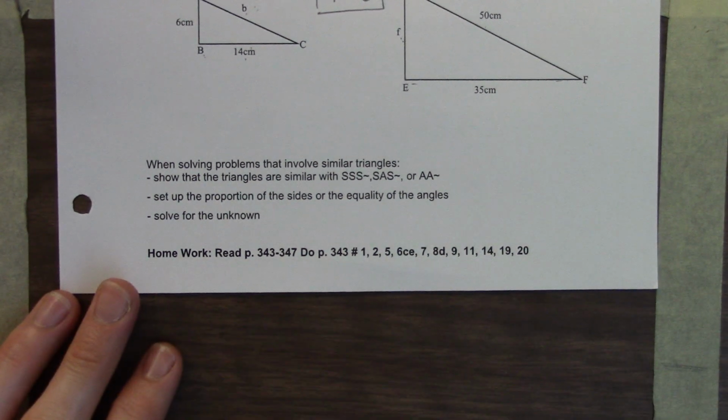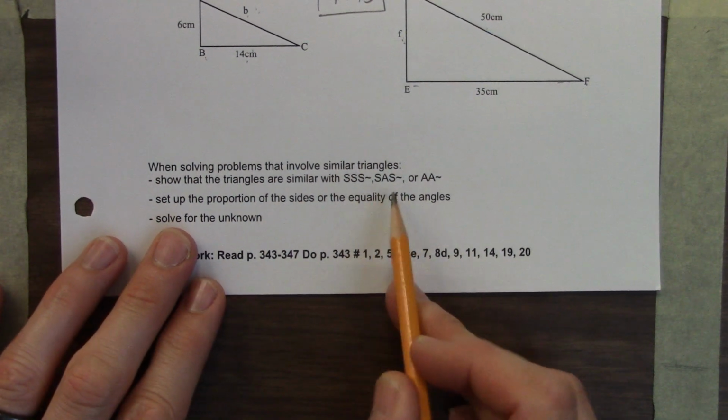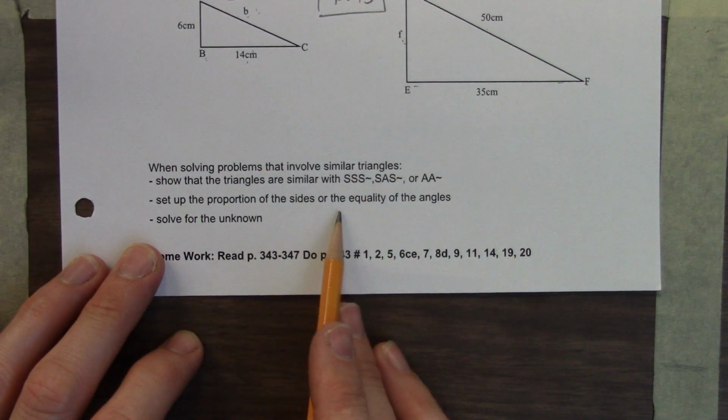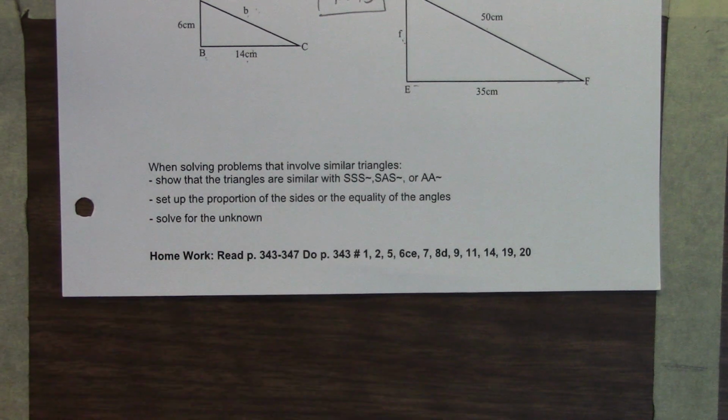So when solving problems that involve similar triangles, first thing is to show that the triangles are similar with the three methods we talked about yesterday. Side, side, side, side, angle, or angle, angle. You'll set up the proportion of the sides or the equality of the angles, and then we'll solve for the unknown. That's it.